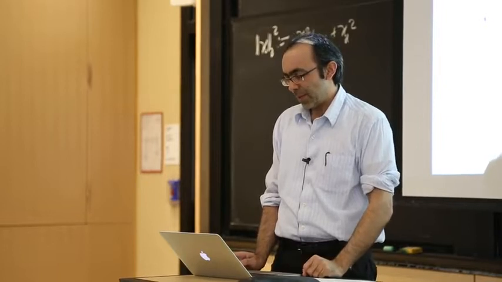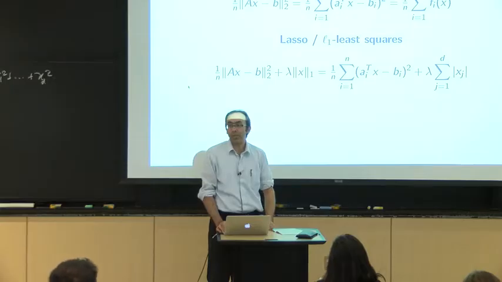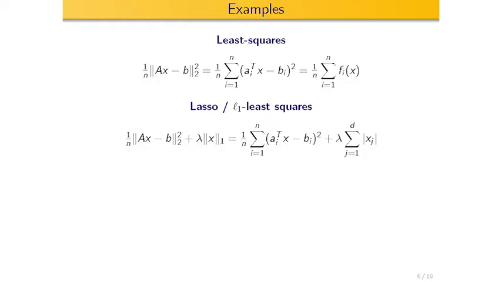Another random example, something called lasso. If any of you have played with machine learning or statistics toolkits, you may have seen something called lasso. Lasso is essentially least squares, but there's another simple term at the end. That again looks like f of i.